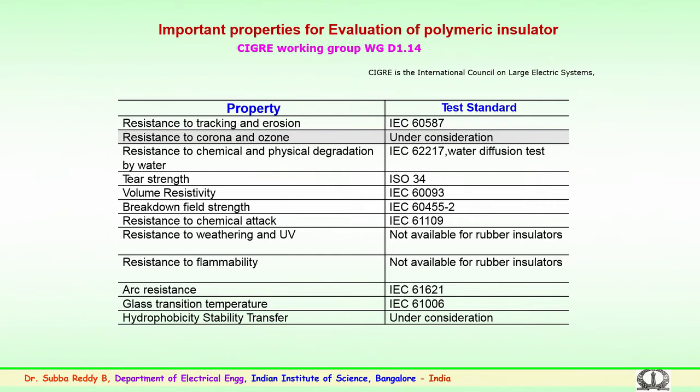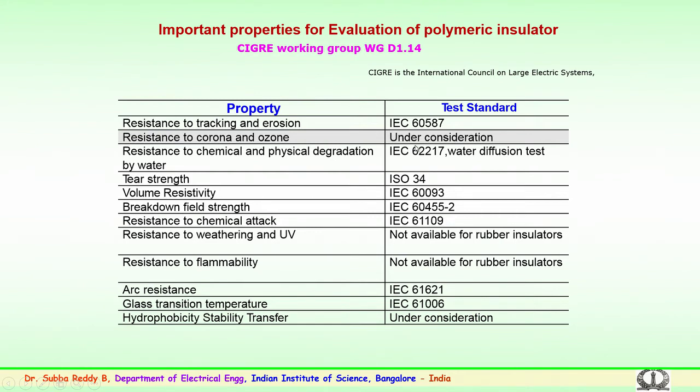So, you can see here resistance to tracking and erosion. The standard is IEC 60587, which is already evolved, and the methods for conducting the experiment are given in the standard. For HVDC, resistance to tracking and erosion has to be evolved. For AC, it has already been established. In case of resistance to corona and ozone, corona and ozone will degrade the surface of the polymer insulator. For this particular standard, work is still in progress; it is not yet standardized.